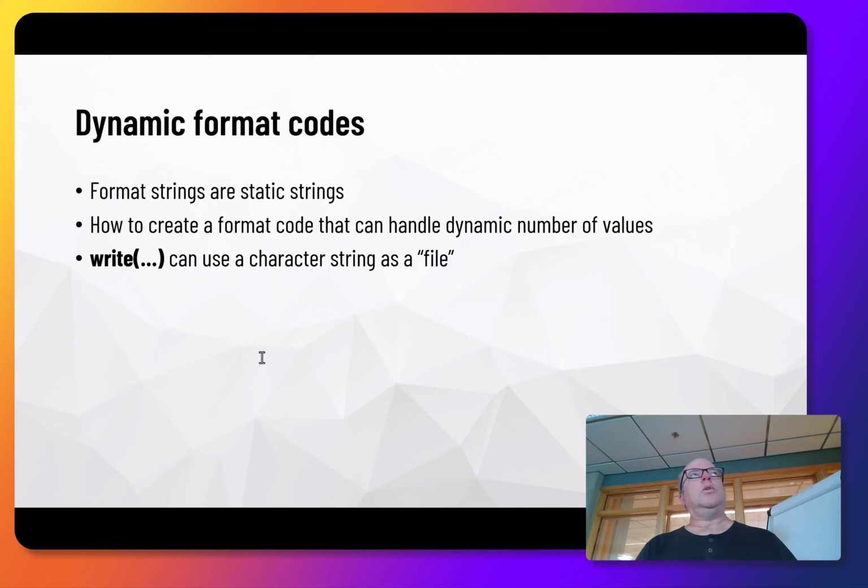And that is something I call dynamic format codes. That's not part of the Fortran standard, it's just a tip on how you can do this in Fortran. So you can create a format code that can handle a dynamic number of values, because you have to put that into a single string in write. But what we can do is that you can actually use character strings in Fortran as files.